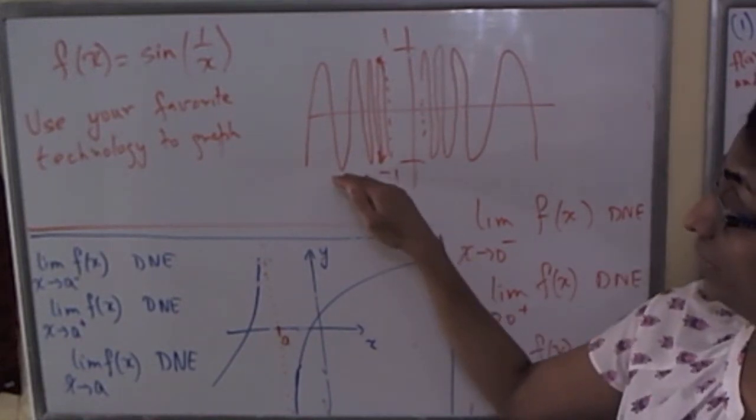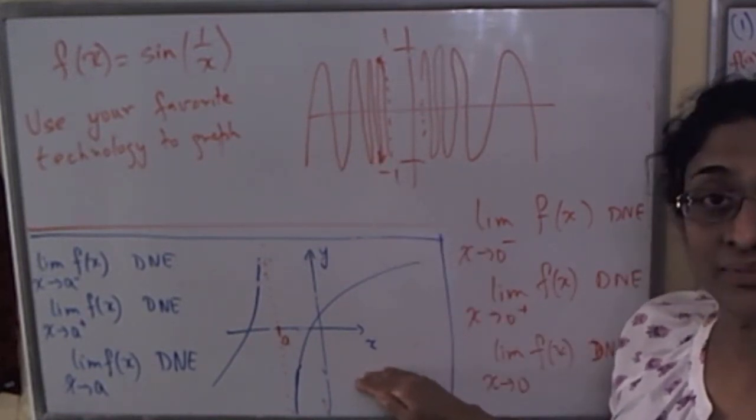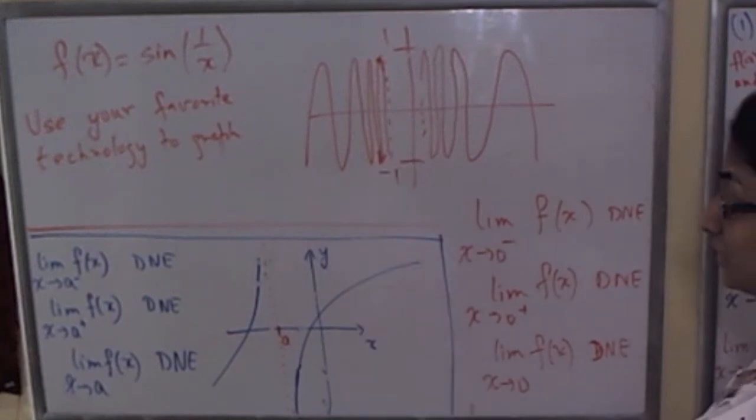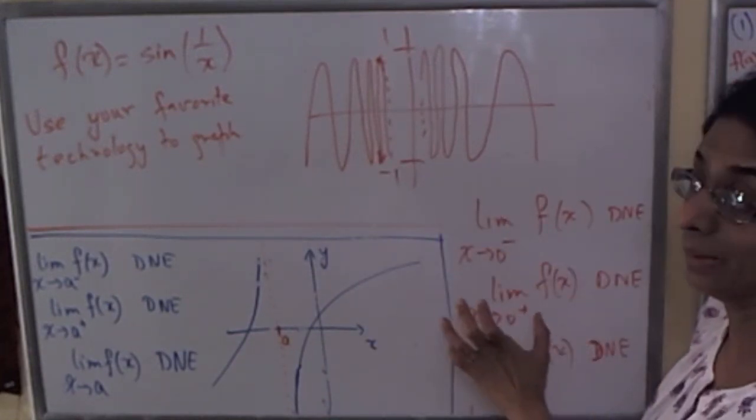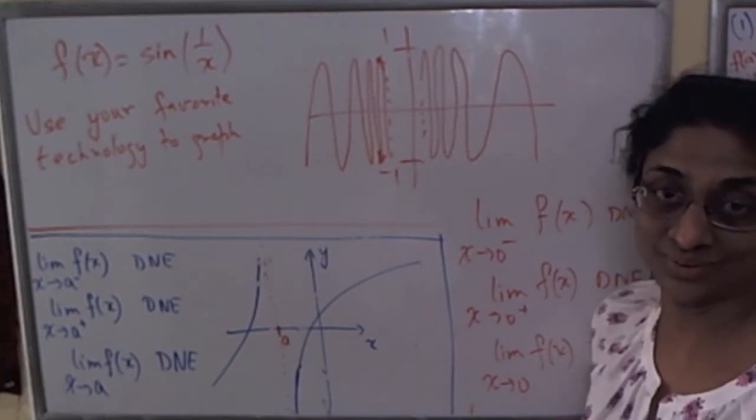So compare this graph with this graph. In each case, neither the left-hand limit nor the right-hand limit exists, but the reason is different.